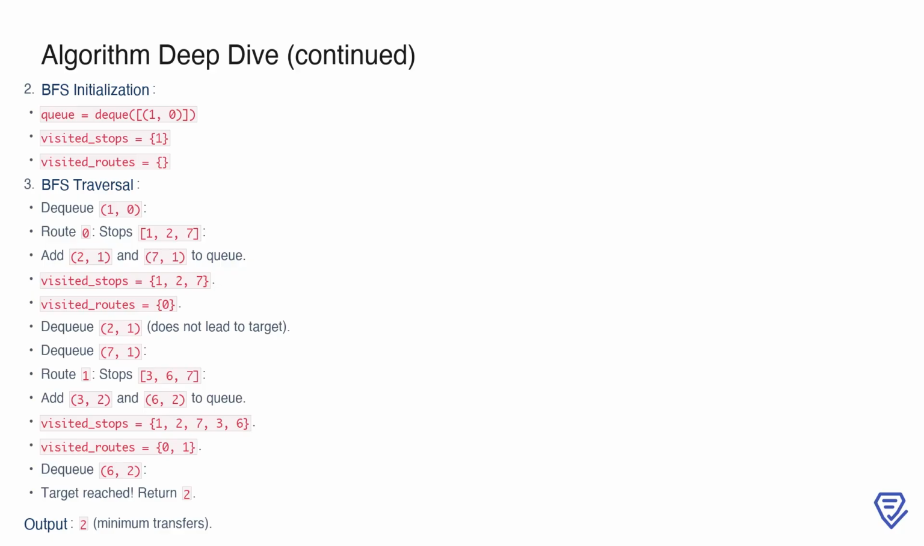Finally, stop (6, 2) is dequeued, which matches the target. The algorithm returns 2, indicating that 2 transfers are required. This example demonstrates how the algorithm efficiently finds the shortest path using BFS.